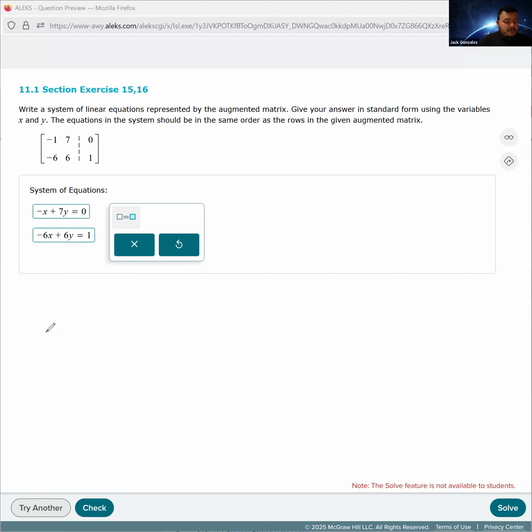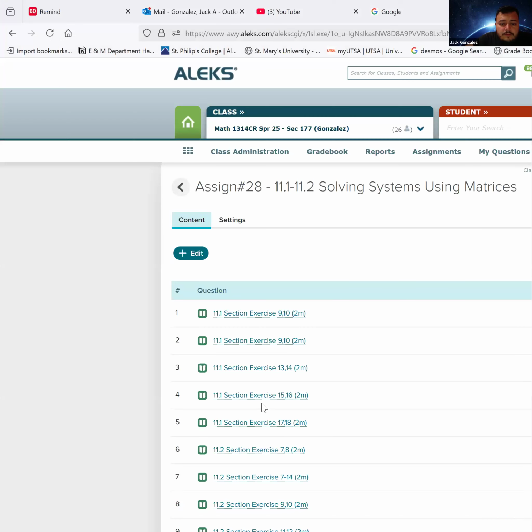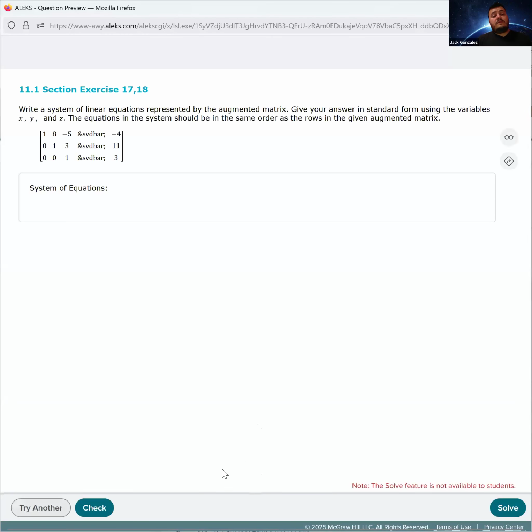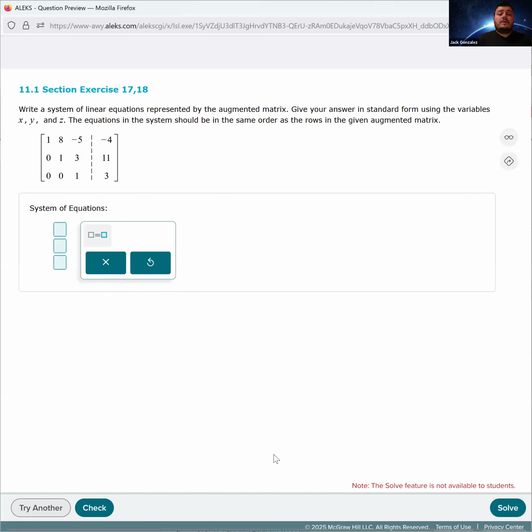Okay. But yeah, just keep in mind: first one is the X, second one is the Y, and this is equal to whatever's on the right. So negative X plus 7Y is equal to 0. Right, so that's number 4. Let's go look at 5. So far, we haven't solved the matrix. We're just transforming them back and forth.